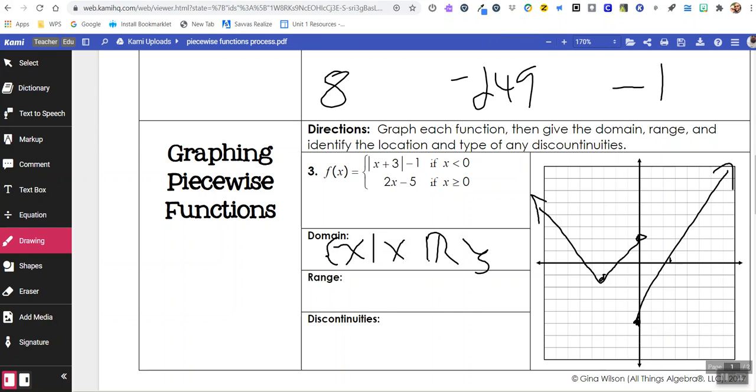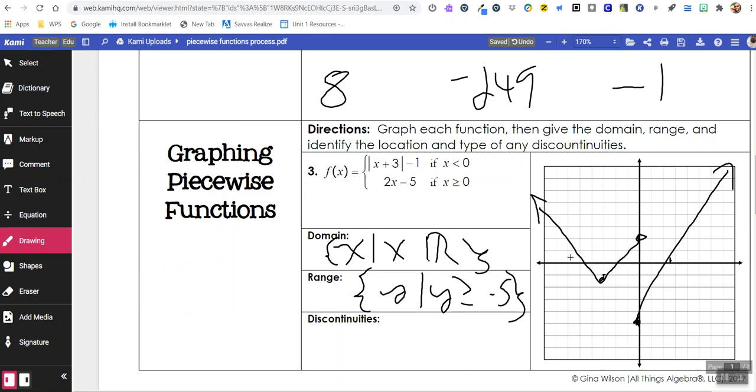What about the range? It looks like it goes this way forever, up and that way forever, but it doesn't fall below this point. So I would say that would be something along the lines of y such that y has to be greater than -5, right?